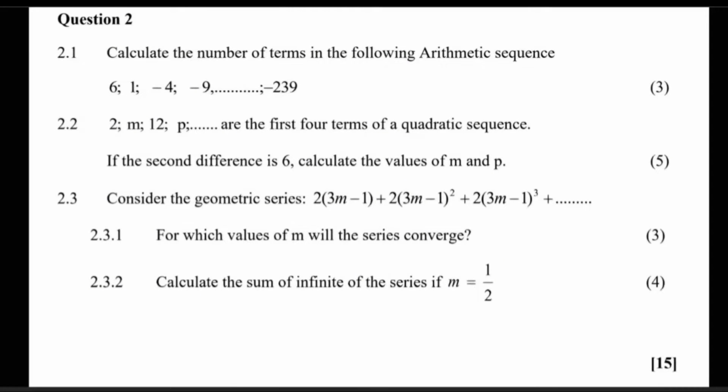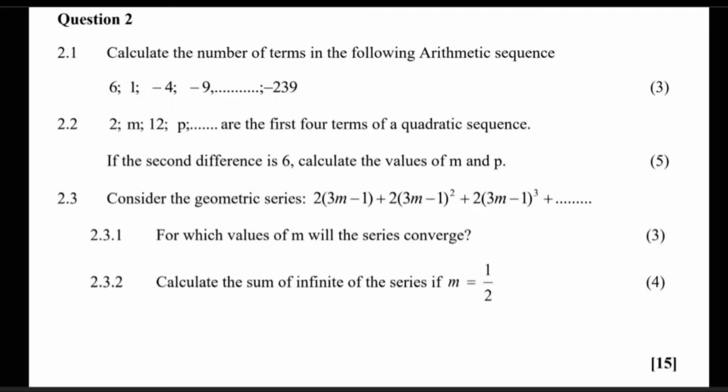Question 2.1 says calculate the number of terms in the following arithmetic sequence. So we're given 6, 1, -4, -9, and it continues. And we notice that the last term is -239.